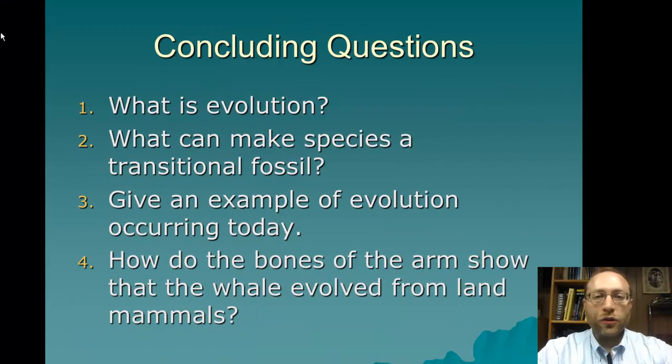Now we come to our concluding questions. Number 1, what is evolution? Number 2, what can make a species a transitional fossil? Number 3, give an example of evolution occurring today. And number 4, how do the bones of the arm show that the whale evolved from land mammals?